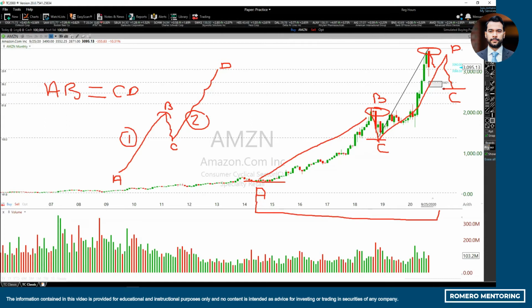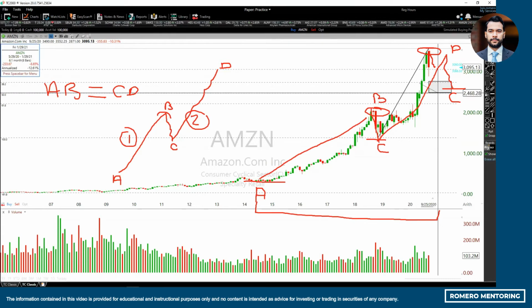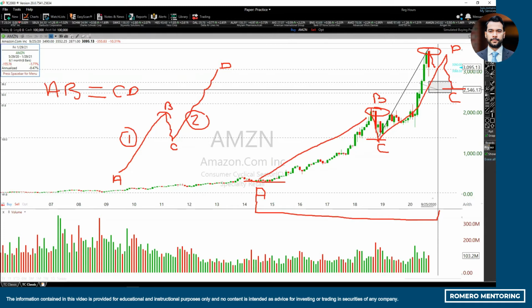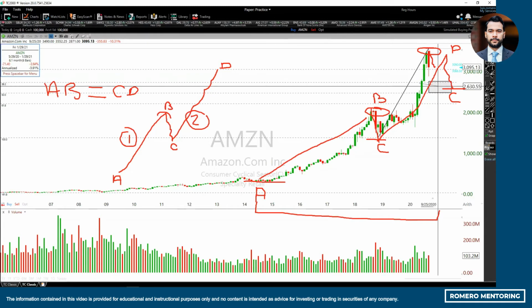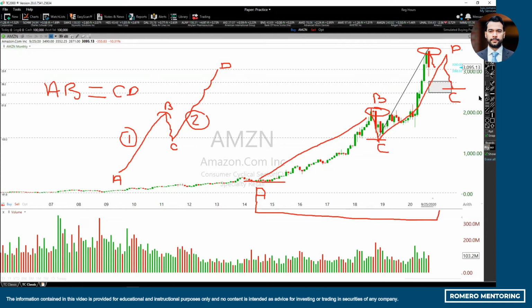So let me draw this right here. And here we have this inflection point, this zone right here, which is between 2468 and 2753. This area could be a strong support point for Amazon to find a footing before it continues its longer term trajectory to the upside, provided that the fundamentals are strong.